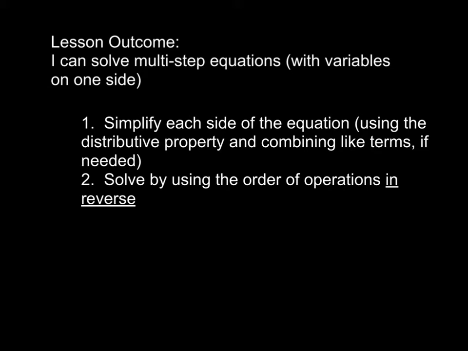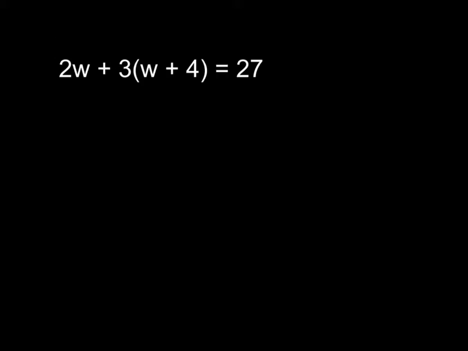So instead, well, we'll talk about that later. So let's try this example. Again, step one is to simplify each side of the equation. And when we say each side of the equation, we mean each side of this equal sign. So on the left-hand side of the equal sign, we have 2w plus 3 times the quantity w plus 4. We need to simplify that side.